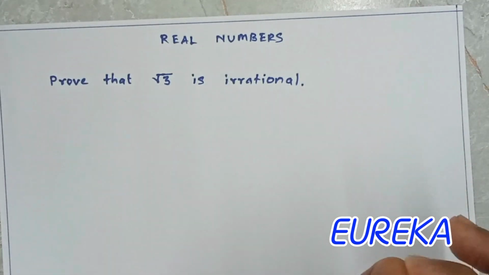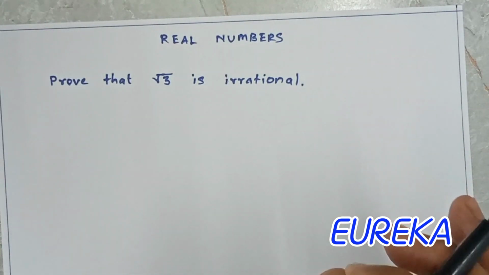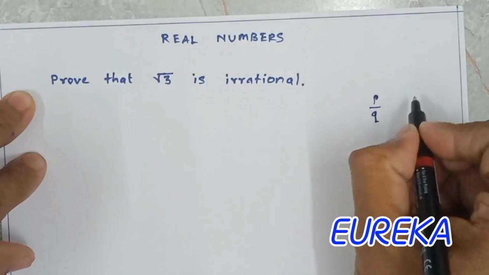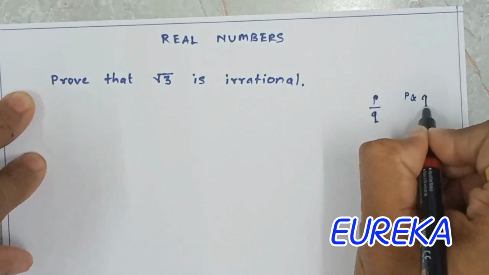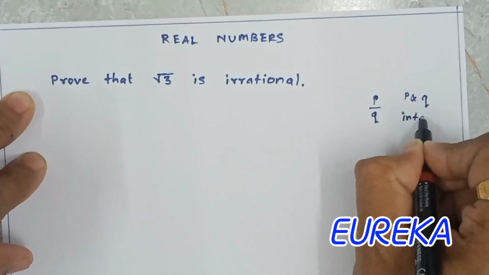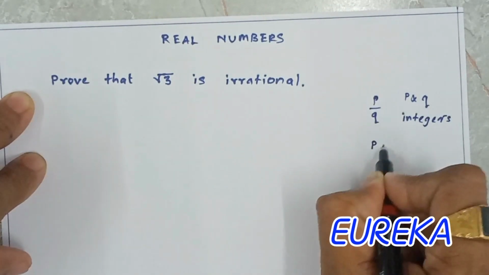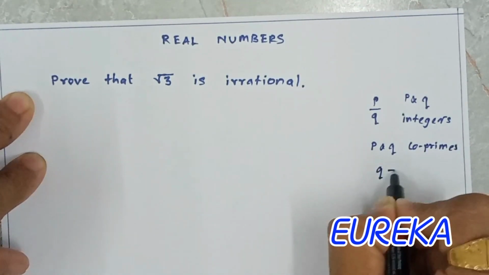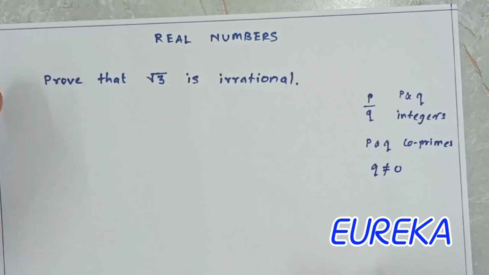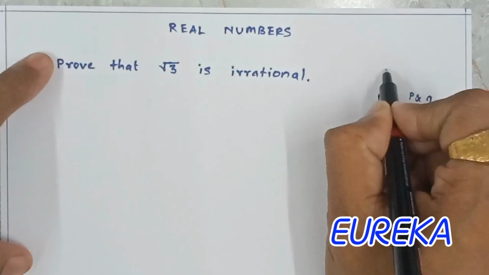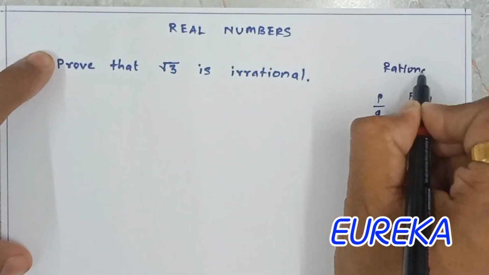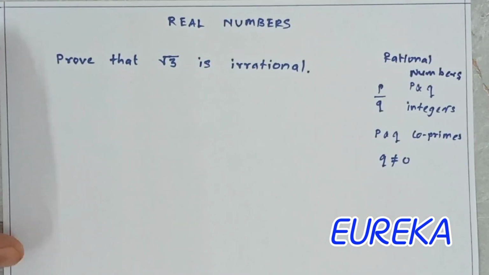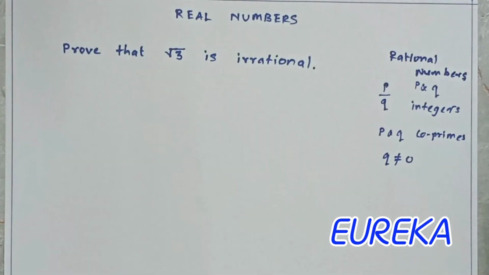We have discussed it, but I will tell you what a rational number is. A rational number is a number which can be written in the form p by q, where p and q are integers and p and q are co-primes and q is not equal to 0. This is a very important definition for rational numbers. Wherever I feel that some concept needs to be revised, I will definitely take those concepts.